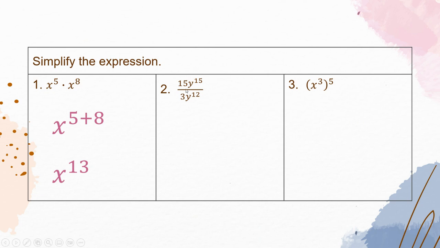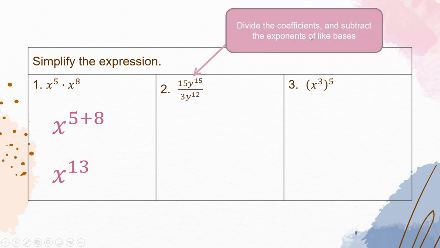Okay, for number 2, I have 15y to the 15th over 3y to the 12th. Well, there's a couple different things here, right? I have like bases. I have a y. I can just divide 15 and 3, right? Divide the coefficients and subtract the exponents of like bases. 15 divided by 3 is just 5, and 15 minus 12 is 3. So I would have 5y to the third. So this part right here is the part that I was just talking you guys through. 15 divided by 3 is 5, and y to the 15 minus 12. Remember, I'm subtracting because I have like bases, and I'm dividing them.